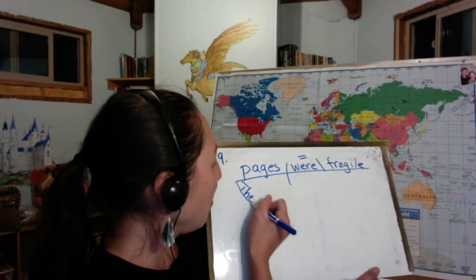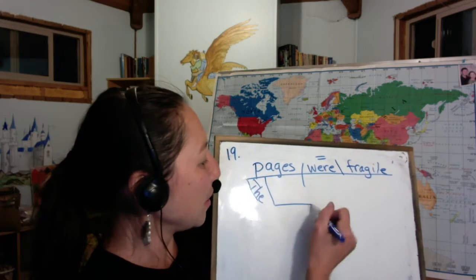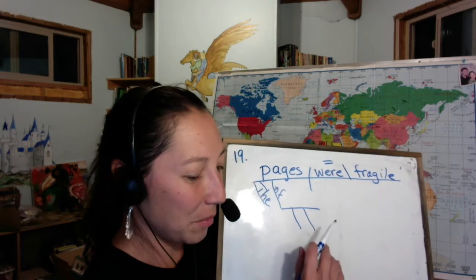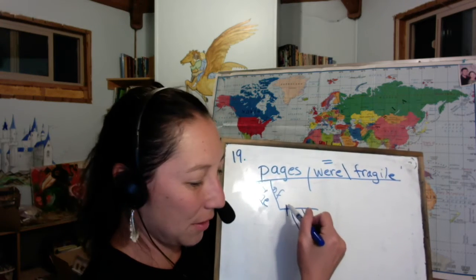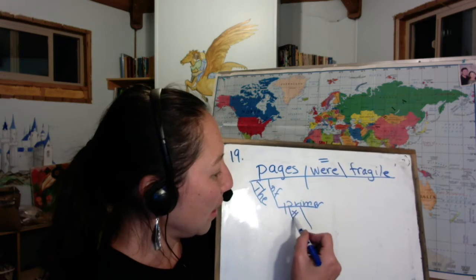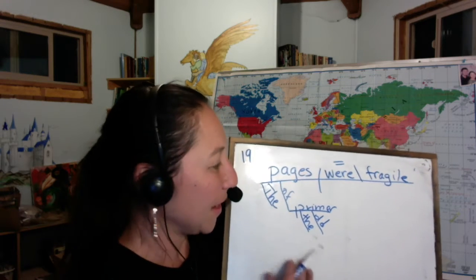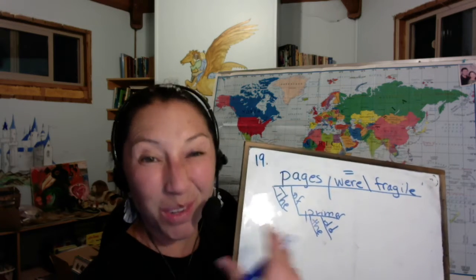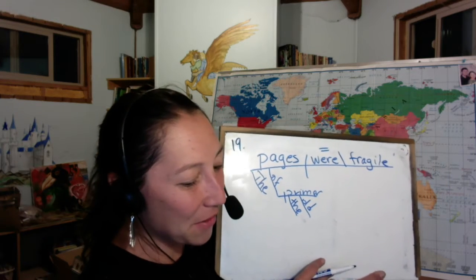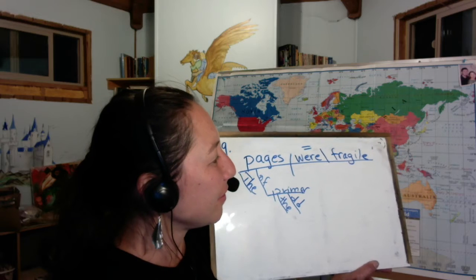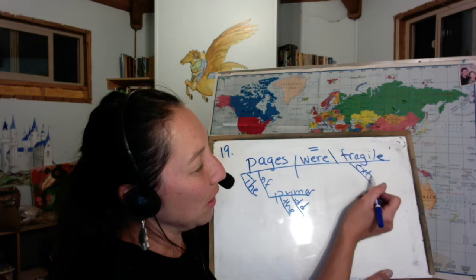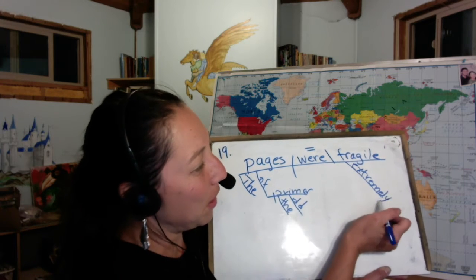I have the pages. Now I have a prepositional phrase. Of, now he's the object of the preposition. Primer. What kind of primer? The old. A primer is like an elementary reading book. That's what a primer is. Does it have anything that modifies the word fragile? Oh, just how fragile were they? Extremely fragile.